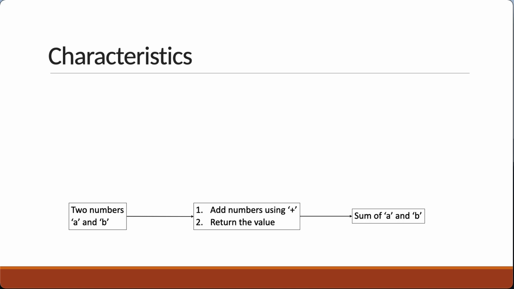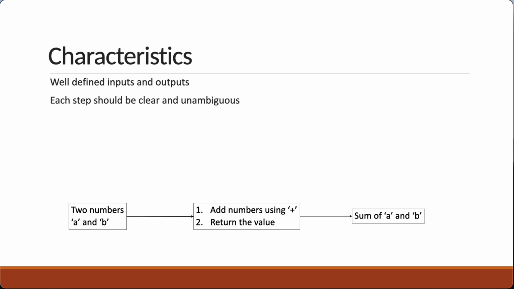Next, let's take a look at a few characteristics of an algorithm. An algorithm should have well-defined inputs and outputs. In our example, we have 2 numbers as inputs and their sum as the output. There is no confusion about that.